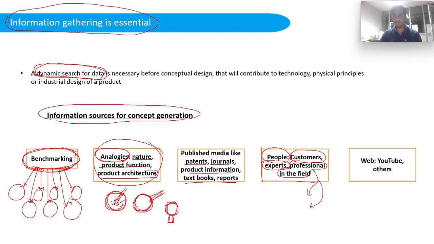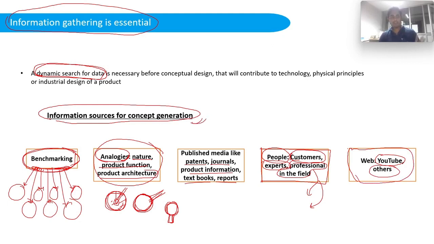So that way, discussing or talking to people helps you get appropriate information in concept generation. The other kind of source is the web, where you have YouTube and various internet-based sites where a lot of information can be collected before you start generating your concepts.